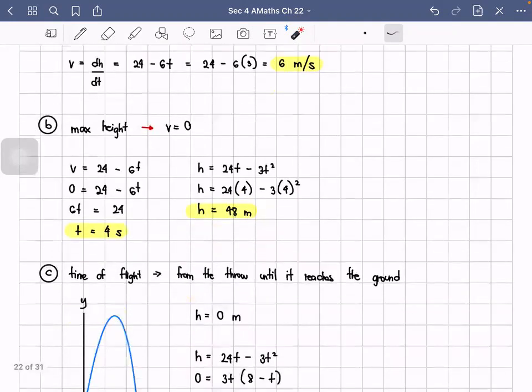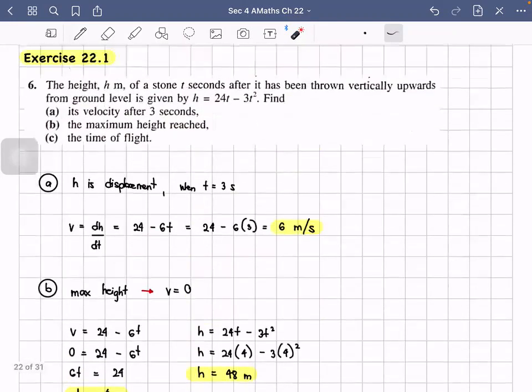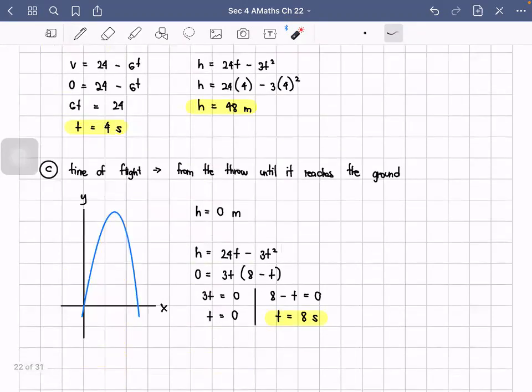Okay, 48 meters. And then for letter C, we need to find the time of flight. The time of flight is from the moment it took off the ground until it went back to the ground itself. So how long did it take? The question here is the time. If it reaches the ground, that means the height is now 0. So using the height function, we make h equal to 0 because the stone is already on the ground.